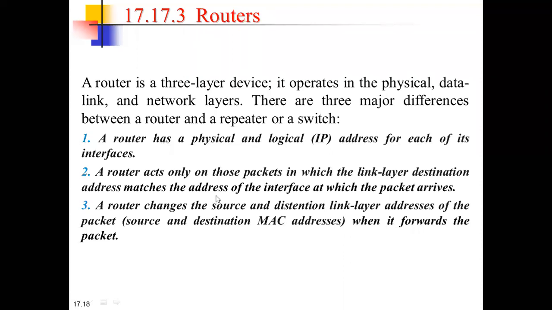Also, the router changes the source and destination link layer addresses of the packet when it forwards it, that is, when it has to forward to another section of the internet. In that case it has to change the source as well as the destination address, and then transfer it. So at every network point, the source as well as destination address will be changed, and then it will be transferred.